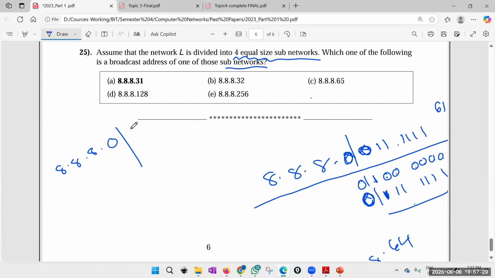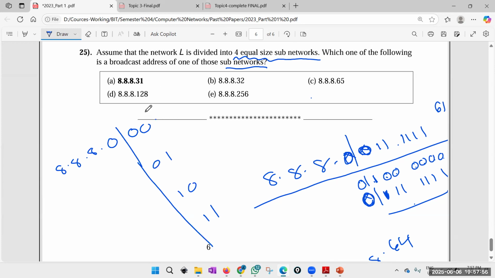So what are the possibilities? 0 0, 0 1, 1 0, 1 1. So then we get 4 bit patterns. Now the question is, which one of the following is a broadcast address of one of the subnetworks? And remember, the subnet IDs are all zeros. Broadcast IDs are all ones. So what we are interested in is broadcast IDs.